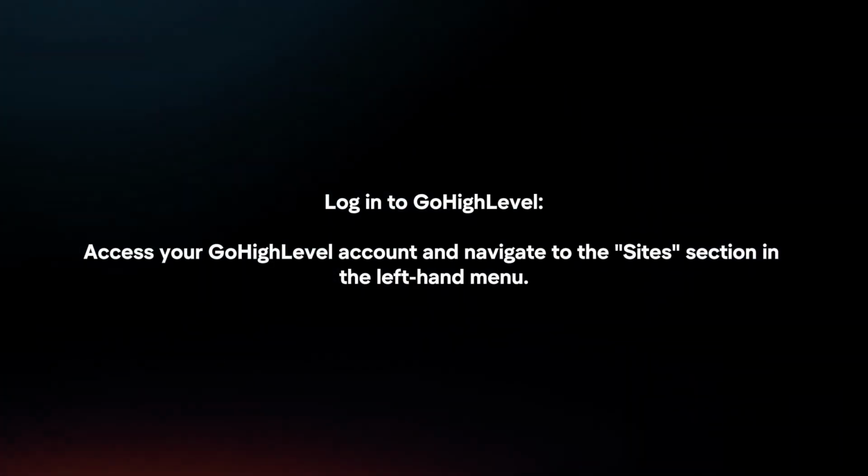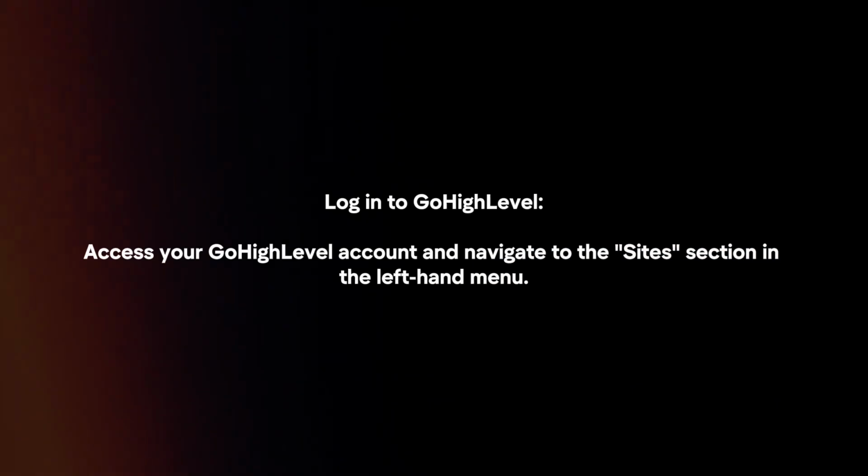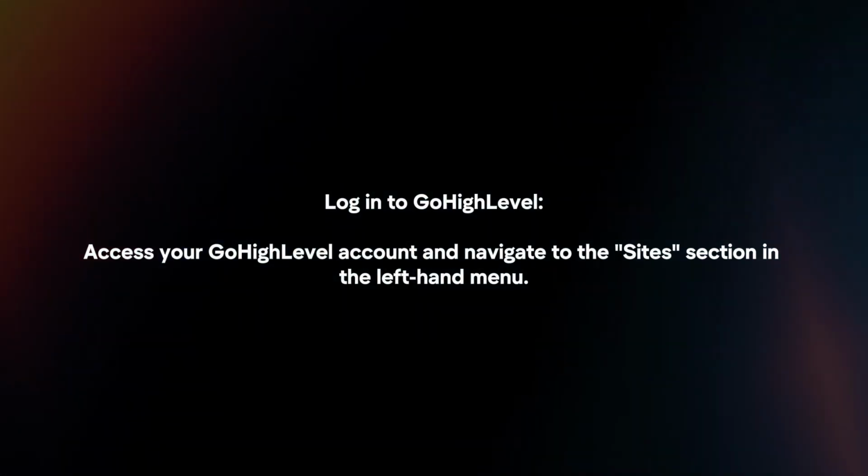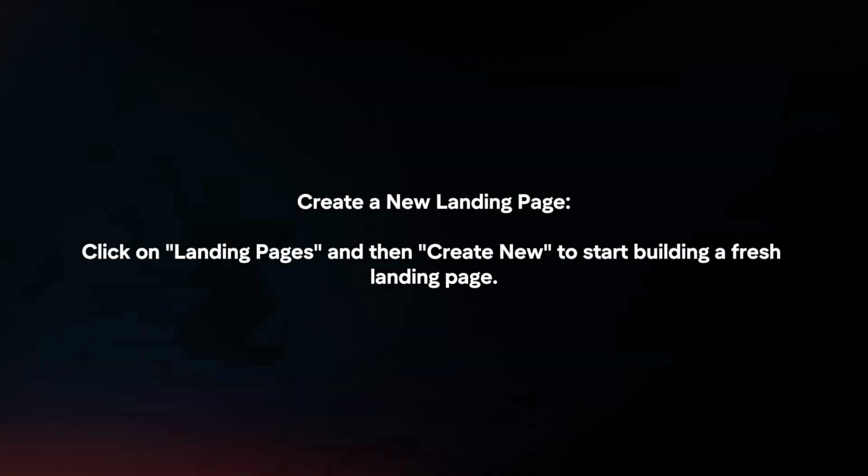Log into GoHighLevel. Access your GoHighLevel account and navigate to the Site section in the left-hand menu. Create a new landing page. Click on Landing Pages and then Create New to start building a fresh landing page.